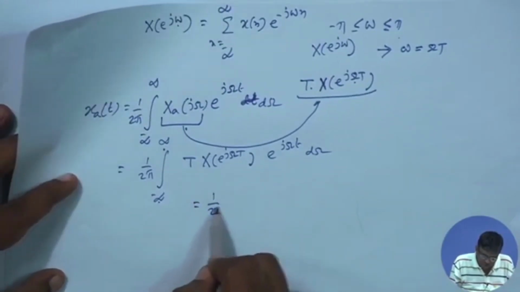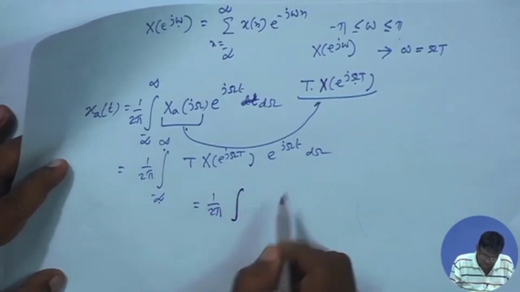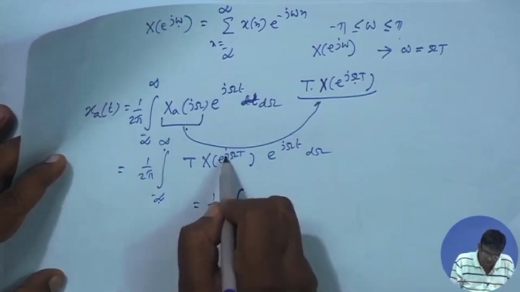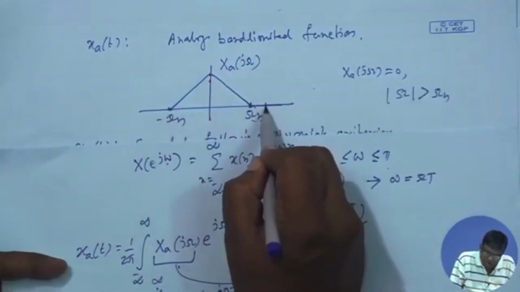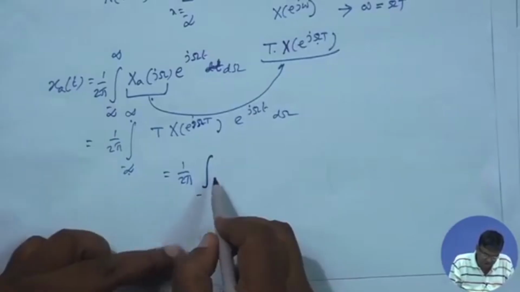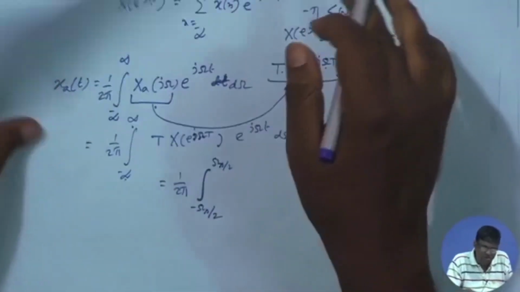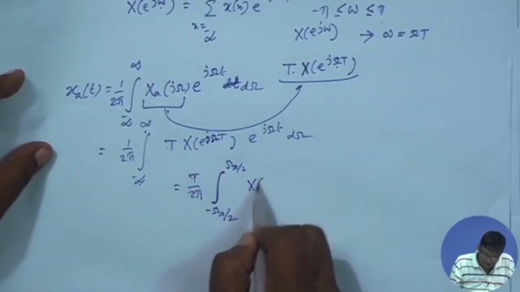So, I take it from... just a minute. I can take it from minus omega h to omega h, but to be general suppose I take it from here to here, because sometimes this can coincide with this. Outside this is 0. So, no point in carrying on the integration. This capital T can come out, this is this.